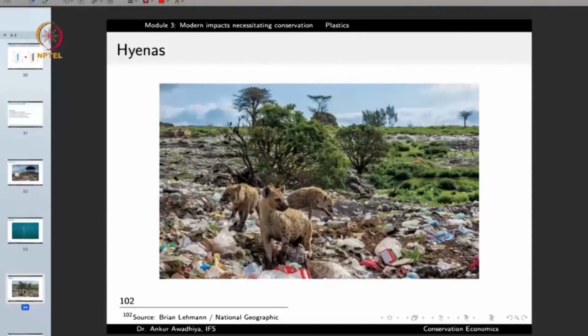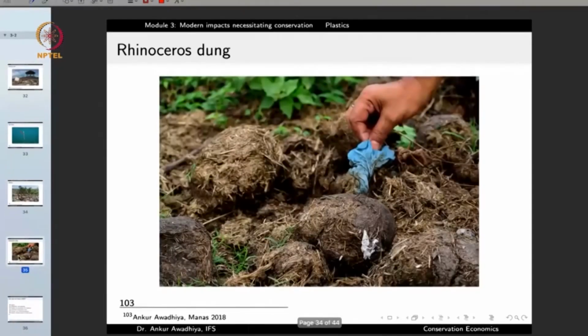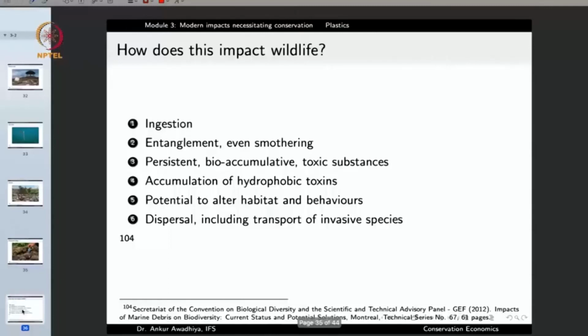But now it has been so much accustomed to these plastics that it might even try to eat up a piece of plastic. So, plastics have the ability to alter the habitats and behaviors. This is an image from Manas Tiger Reserve, and this is the dung of rhinoceros. And what we are finding is that inside the dung, we are finding pieces of plastic. This is a plastic bag, a blue colored plastic bag. So, even in a tiger reserve, we are finding plastics have entered and animals are eating up these plastics.